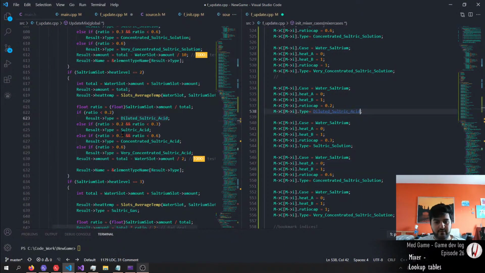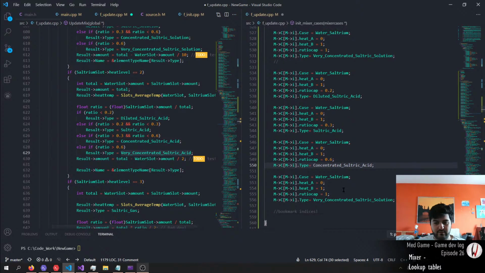Alright, so we have diluted sulfuric acid, concentrated sulfuric acid, and very concentrated sulfuric acid. This was when heat level was 2, 2, 2, 2. Now keep in mind, the lookup tables are going to be long anyway to define. You have to put the information somewhere.